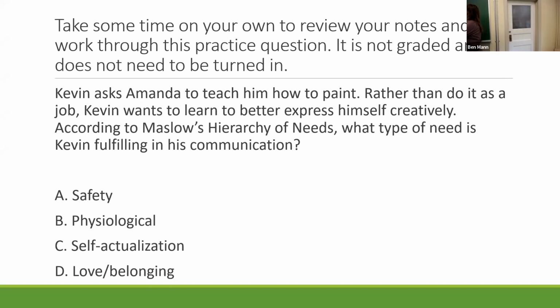Kevin asks Amanda to teach him how to paint. Rather than doing it as a job, Kevin's interested in painting in order to better express himself creatively. Sounds a lot of fun. According to Maslow's hierarchy of needs, what is the type of need that Kevin is fulfilling in his communication? Either safety, physiological, self-actualization, or love and belonging. I'll give you a couple minutes to think about it, and then we'll talk about this question together.